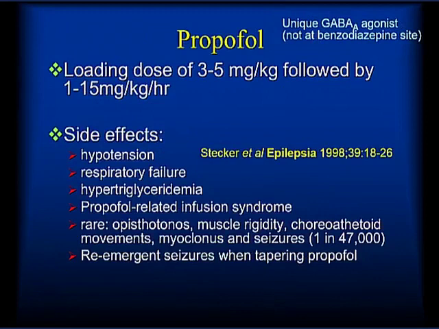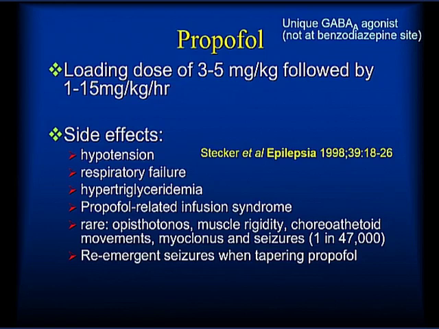And then propofol, which you've heard about earlier, with a loading dose followed by 1 to 15 milligrams per kilo per hour. Be aware of the PRIS syndrome that is associated, and you'll sometimes see neurologically opisthotonus, muscle rigidity, choreoathetoid movements as well, and myoclonus.